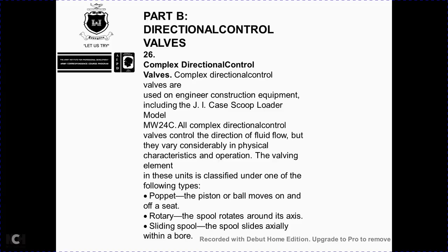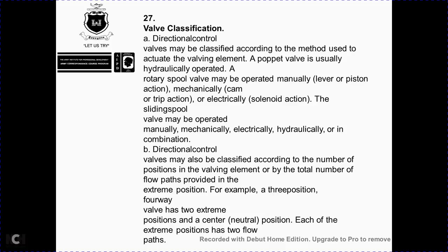The spool slides within a bore. Valve classification: directional control valves may be classified according to the method used to actuate the valve element. The poppet valve is operated hydraulically. The rotary spool valve may be operated manually, by lever or piston; mechanically, by cam or tripped action; or electrically, by solenoid action. The sliding spool valve may be operated mechanically, electrically, hydraulically, or by a combination.